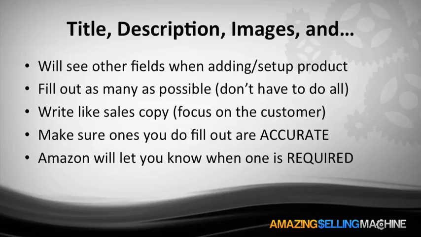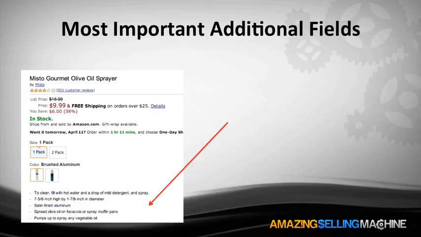Amazon will let you know when a field is required. Now, there are a million different fields you could fill out depending on the different product, but Amazon will let you know when one is required. The main ones you want to make sure are filled out are obviously your product title, description, and images, along with your brand name and that basic information. So here are some of the most important additional fields.